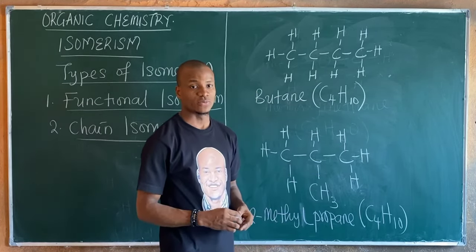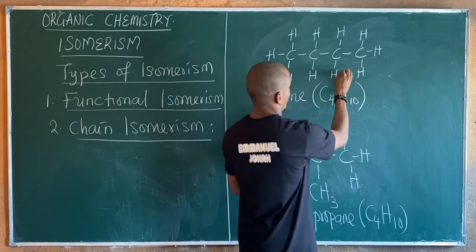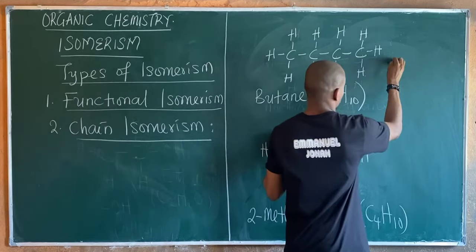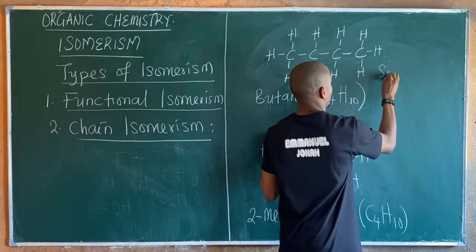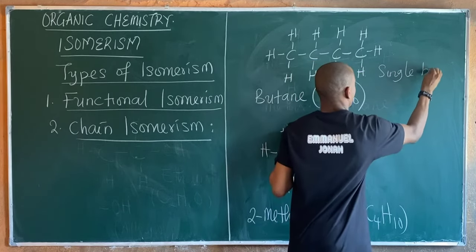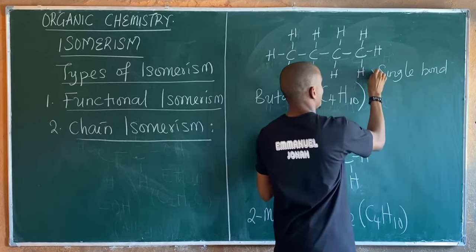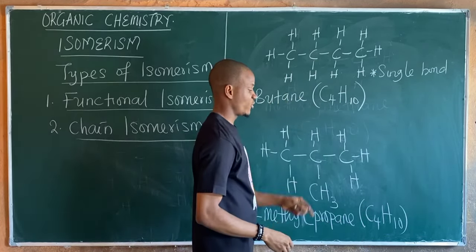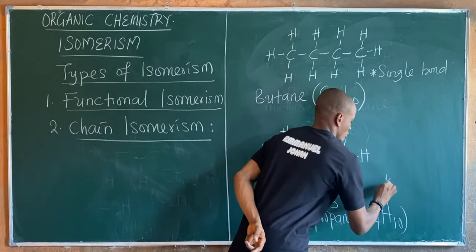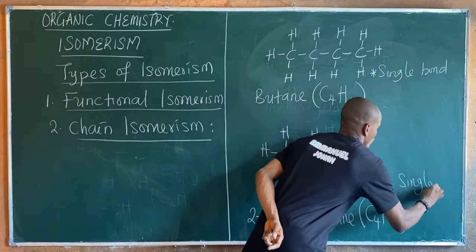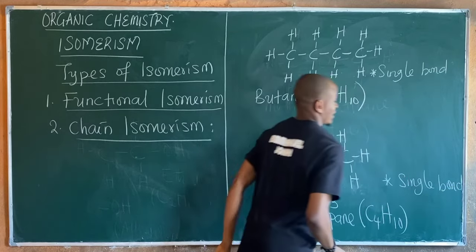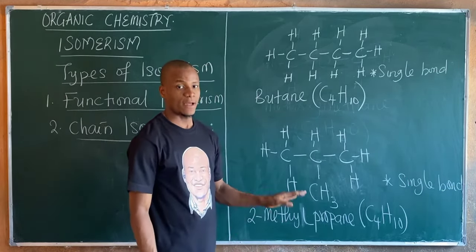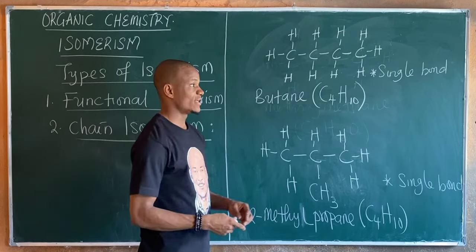Let's look at your functional group. Obviously, for butane, this is a single bond. That's the functional group. That means it's an alkane. For 2-methylpropane, if you look at this structure, this one too is also a single bond. That makes it an alkane. So both butane and 2-methylpropane are alkanes since they have single bonds.